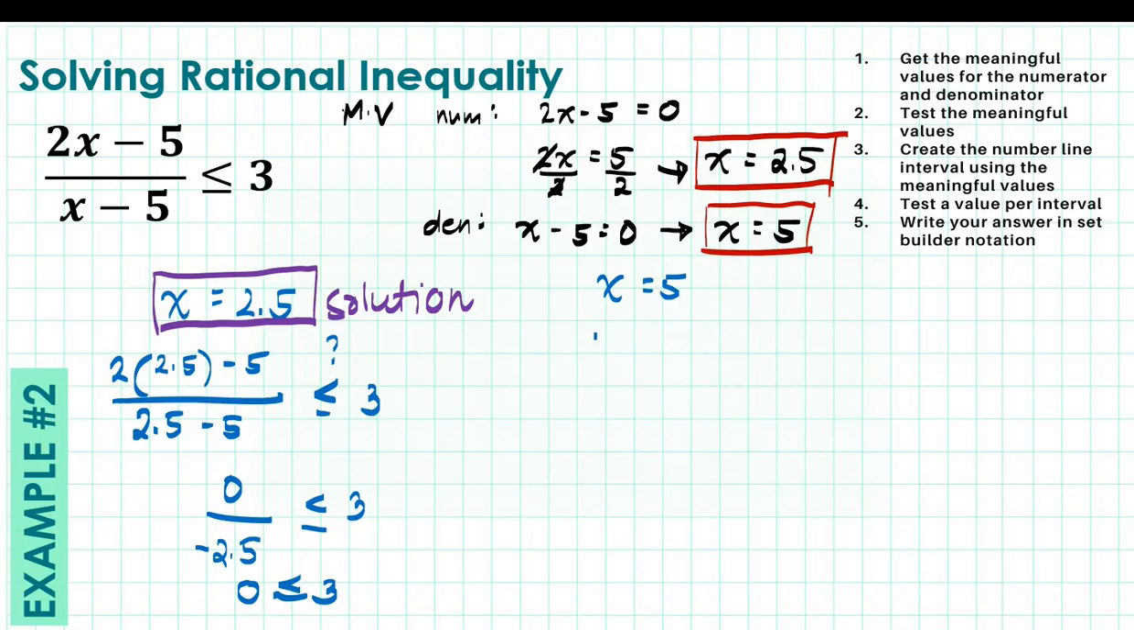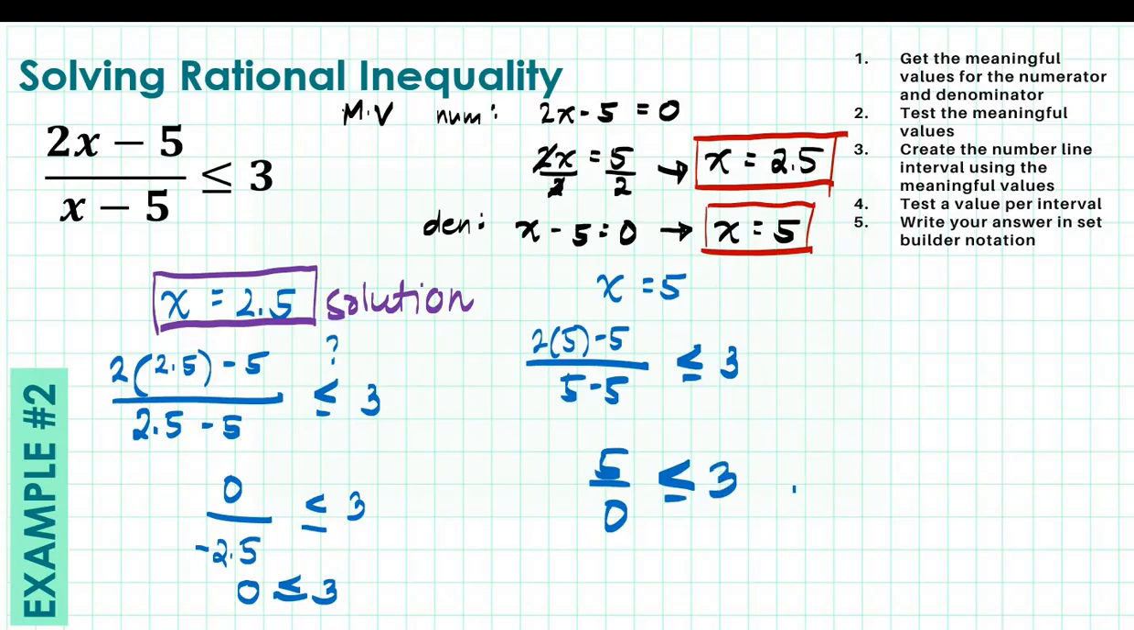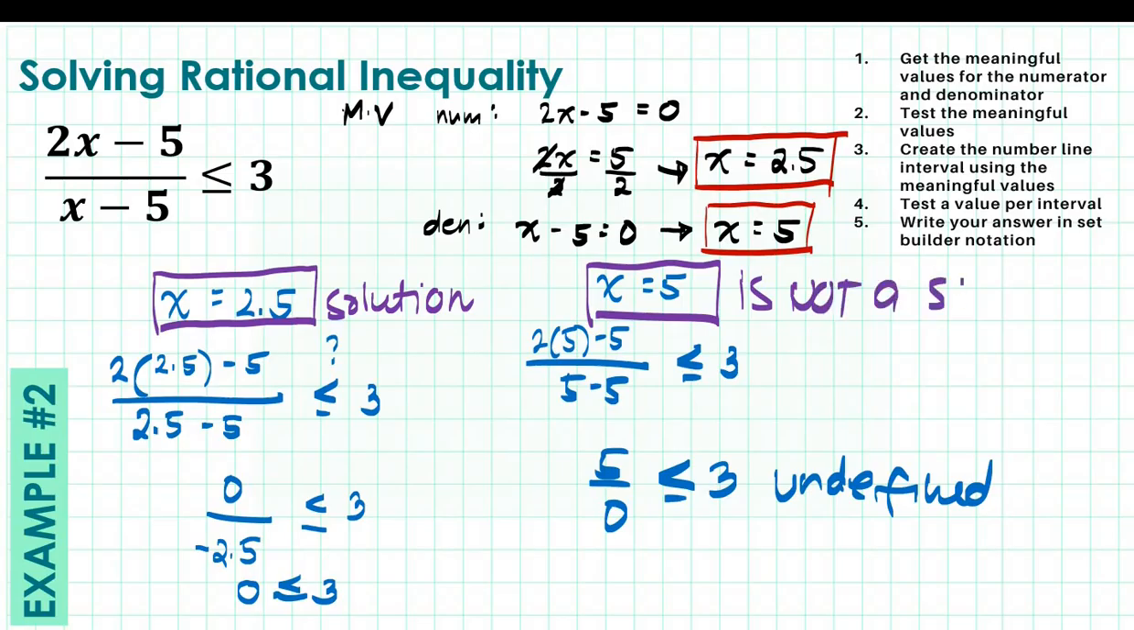We now again substitute to the rational expression. So that will give us 2 times 5 minus 5 over 5 minus 5. That's less than or equal to 3. We're very certain that the denominator becomes 0. But let's just show it here. That's 10 minus 5. That becomes 5 over 0. And that is not less than and not equal to 3 because this is undefined. And that will give us a conclusion that x equals 5 is not a solution.